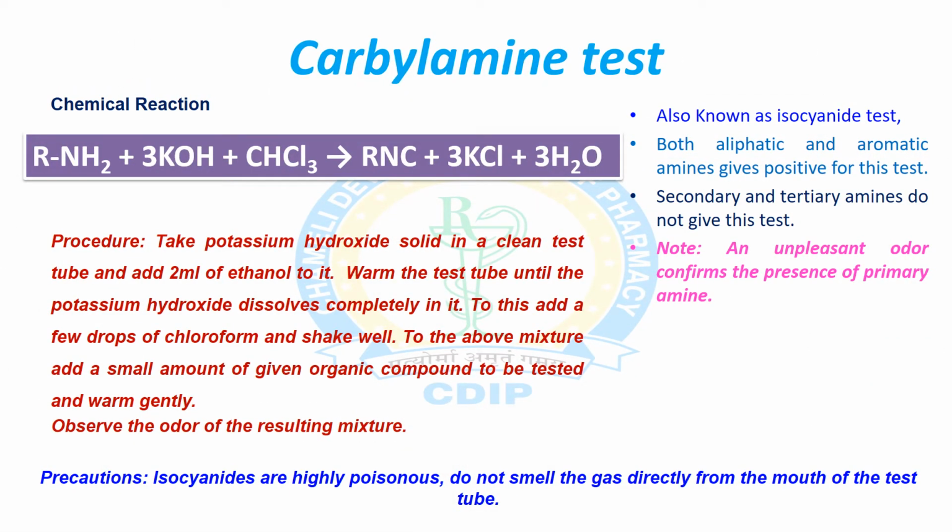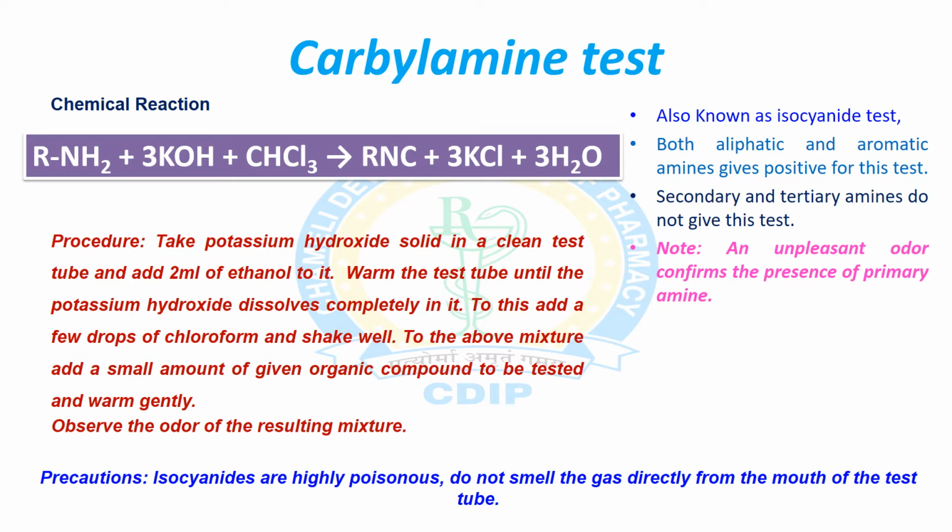The next test is the carbylamine test. It is also known as the isocyanide test because the reaction involved results in the formation of an isocyanide, and because of the presence of isocyanide we can detect the substance as a primary amine. Primary amines, when reacted with chloroform in the presence of alkali, form isocyanide. When this isocyanide forms, it produces a very unpleasant odor, and if you get that unpleasant odor, it confirms the presence of primary amine. Both aliphatic as well as aromatic primary amines give this test, and secondary and tertiary amines do not give this test.